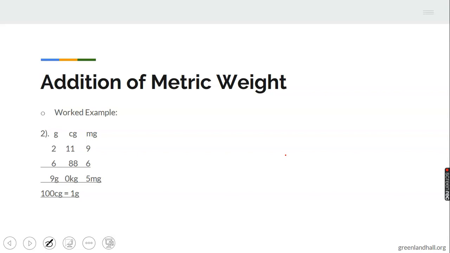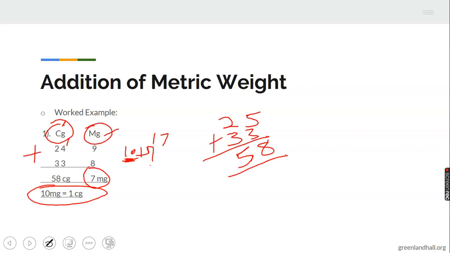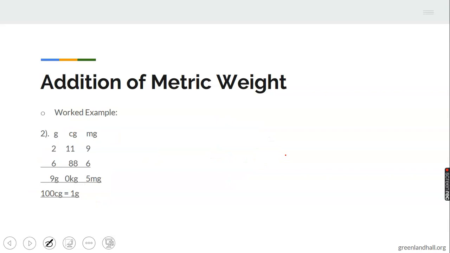You know, we mentioned earlier that 10 milligram is 1 centigram. Okay, the same thing applies here too. 100 centigram becomes 1 gram. You can see gram is bigger than centigram. So let's see here now.